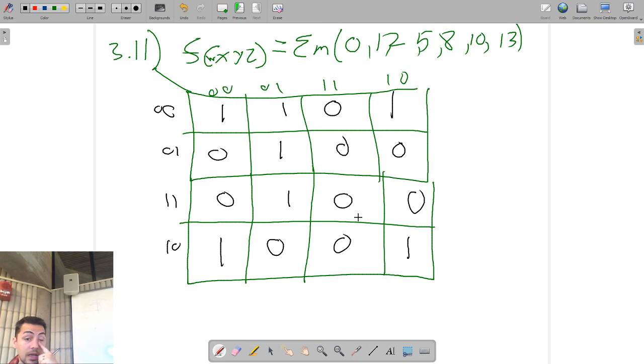It wants a product of sums implementation. To find product of sums, we start by finding F naught. F naught means we circle the zeros. So where do we start? If we don't know where to start, we can start by just finding all the prime implicants, just like we did on the last problem.